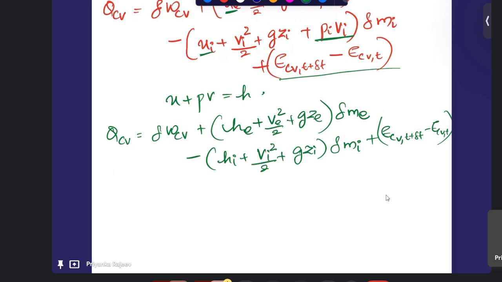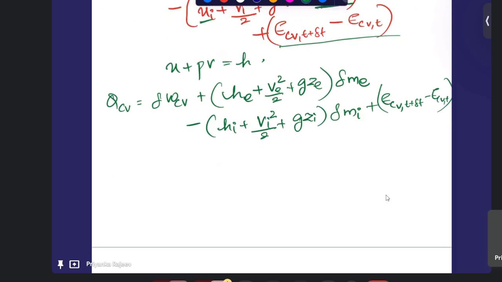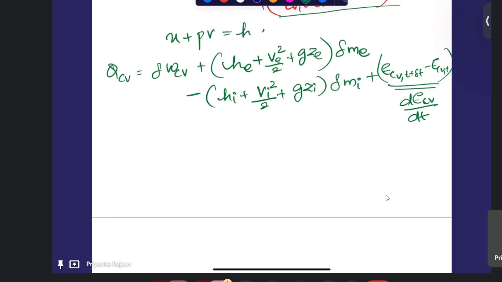So this thing I can write as DECV by dt, the change in total energy of the control volume with respect to time. With time it has changed, right? So I can write it like that, and these terms are combined already.